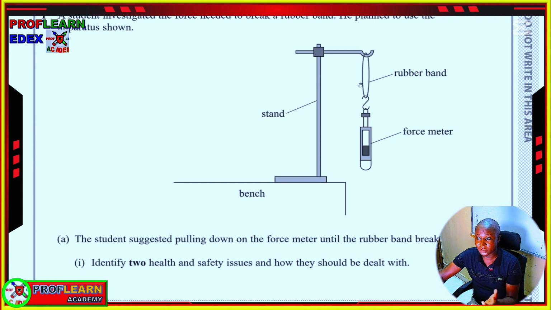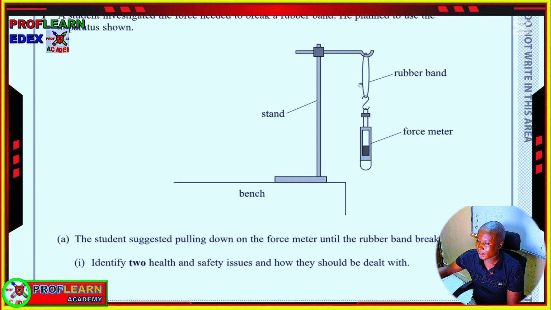So in this case, we have a rubber band. One of the things that can happen is that the rubber band can snap. In the process, it can go straight and hit somebody's eye. So one of the protective measures we can take here is ensuring we put on protective goggles so that in the event this rubber band snaps, the person who's doing the experiment is protected.